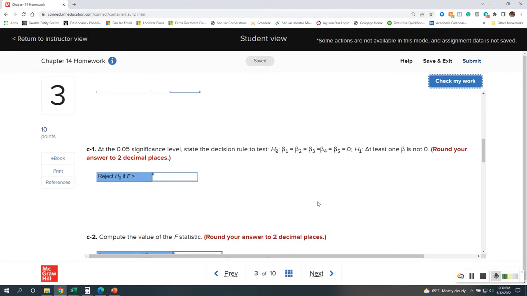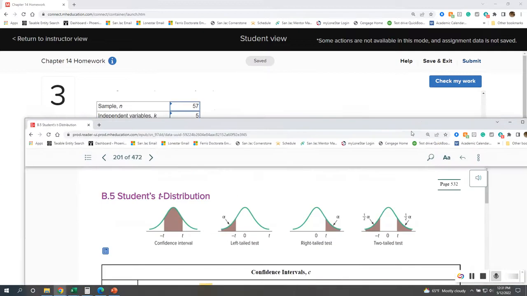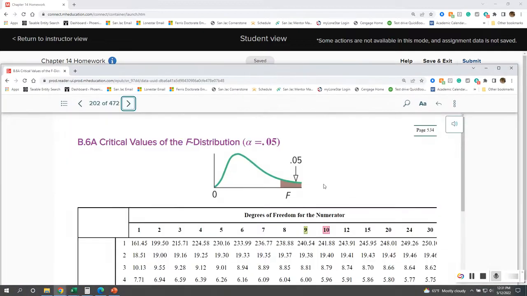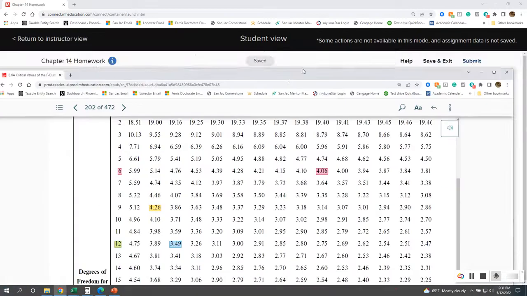At the 0.05 significance level, state the decision rule to test if all of our coefficients equal 0 or at least 1 is not 0. So, F statistic. Y'all remember F statistic? It's like, yay, F. Alright, so let's go find F. Where's my chart? Okay. We're using the 0.05. Numerator is going to be 5. And the denominator is going to be 57.